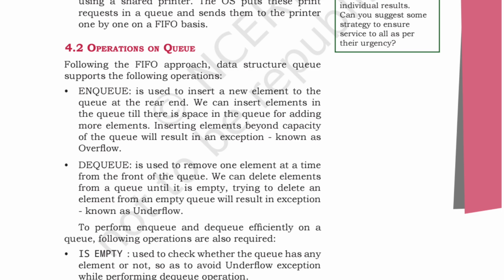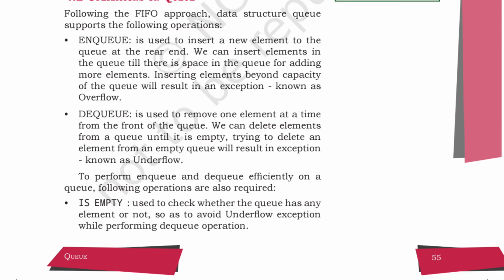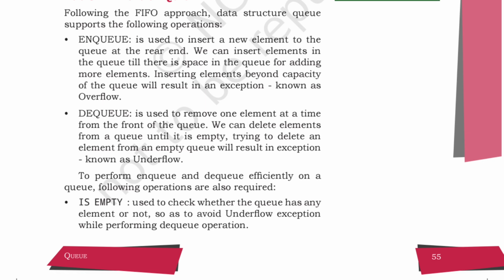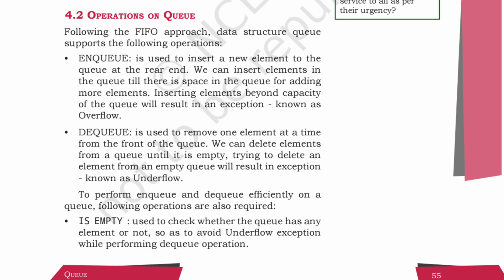Okay, if we are entering elements multiple times in a FIFO queue, that will throw an exception known as overflow. So this is enqueue, because we are putting elements one after another in the queue. Then dequeue is to remove an element at a time from the front of the queue. Enqueue is at the rear end and dequeue is at the front of the queue.